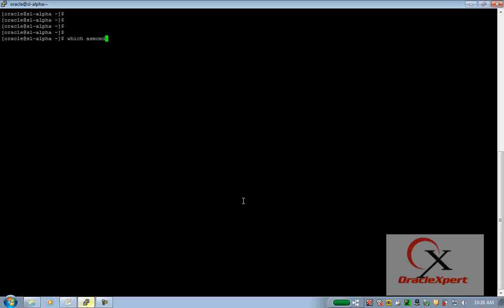So when I say which asmcmd, the ASMCMD utility comes from the grid home bin directory. You can launch that by saying asmcmd, which takes you to the ASM command prompt. Additionally, you can launch it with the -p argument, which also shows you the path, the present working directory where you are.